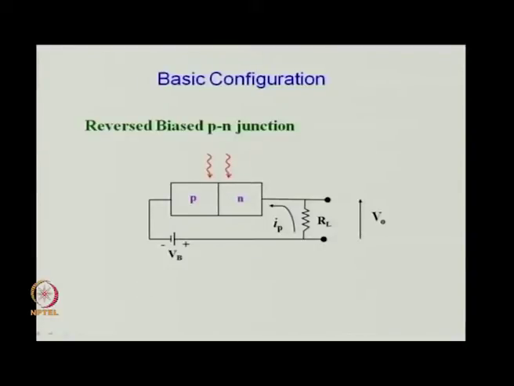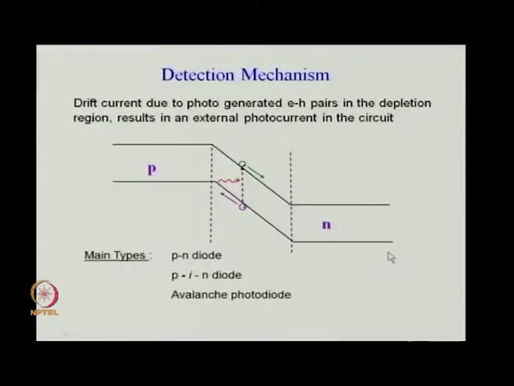As you can see, there is a PN junction here and a load resistance, and this is the bias supply here, and the output is measured here. The detection mechanism is illustrated here. We will discuss what happens to photons incident in other regions, but an incident photon in the active region generates an electron-hole pair, an EH pair, here.